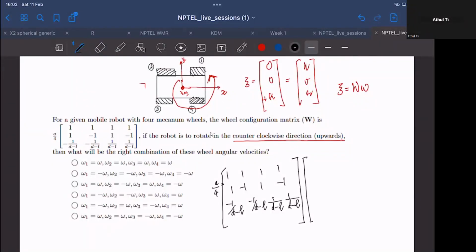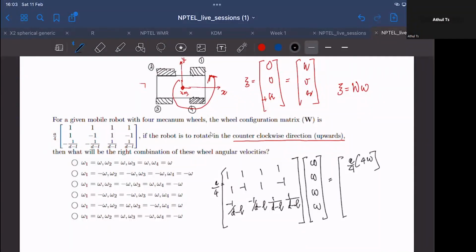So if we start with the first option, what does it say? It says all four wheel angular velocities are respectively omega, omega, omega, omega. If all four wheel angular velocities are exactly the same, in the exact same sense of rotation, then if we simply multiply out the matrix and vector, what will we get? The first row would be a by 4 times omega plus omega plus omega plus omega. It would be 4 omega.